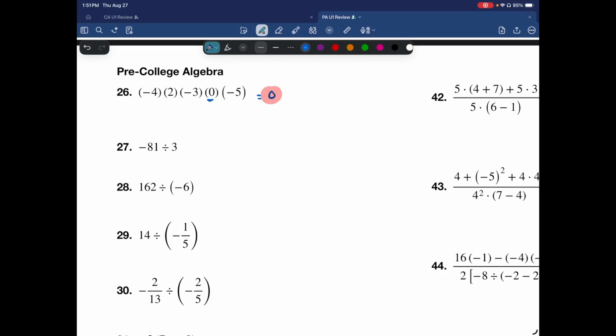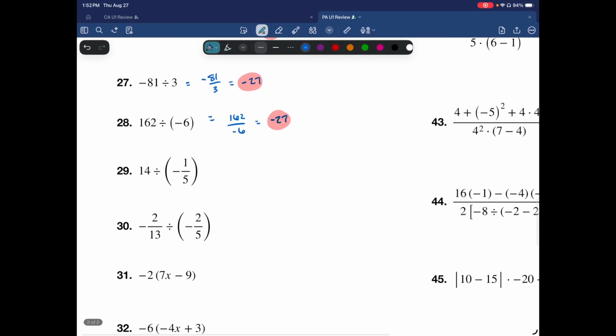All right. Now, 27, remember division is the same thing as fractions. So you got negative 81 divided by 3, and that's going to give you negative 27. It's negative because you have an odd number of negatives. On 28, you got 162 divided by negative 6, and when you do that, that's going to give you, again, negative 27. And it's negative because you have one negative, one positive.